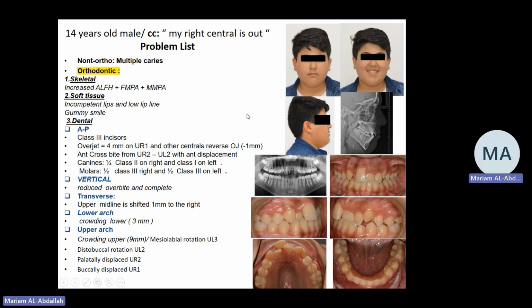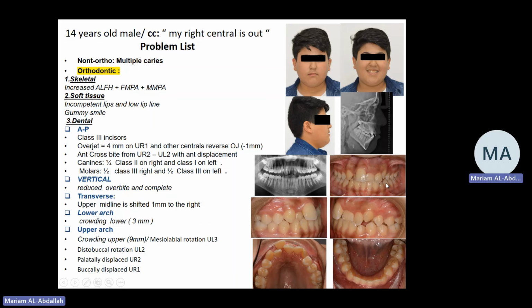Right. Now we come to dental problems. Dental problems, again, we need to look at the anterior posterior, vertical, transverse, and then each arch alone. Okay, the lower arch and then the upper arch in terms of space condition and alignment. Right, so anterior posteriorly, if we look at the incisors, there are class 3 incisors classification. Overjet is only average on the upper right central incisor, otherwise it's minus 1 millimeter reverse overjet. We have anterior crossbite, and this anterior crossbite includes teeth upper right 2, upper left 1, upper left 2.